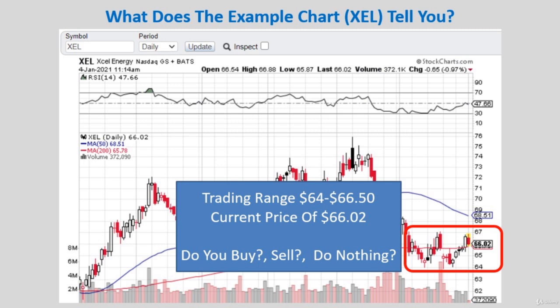But if you think about it, common sense wise, you could say, well, if I'm in this trading range of $64 to $66.50, and right now I'm at 66.02, there's not a lot of room to go up. In fact, there might be more downside risk than upside gain. So that might be one way you can certainly look at it as well.